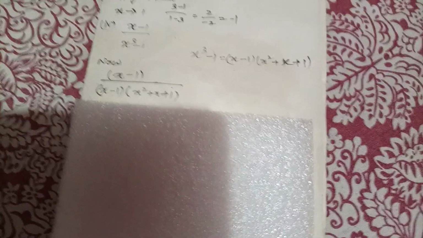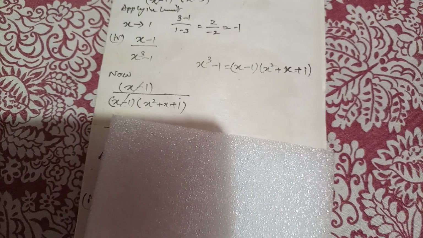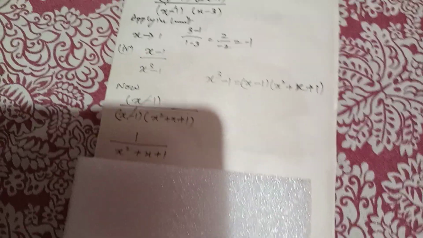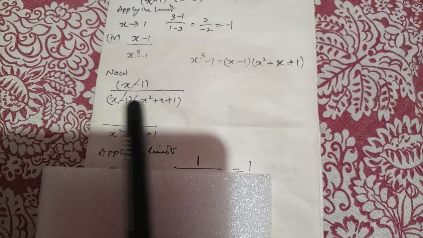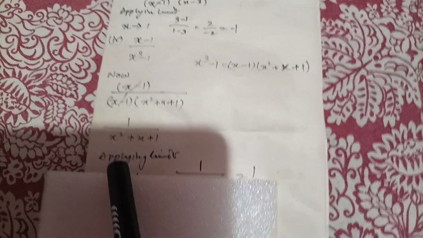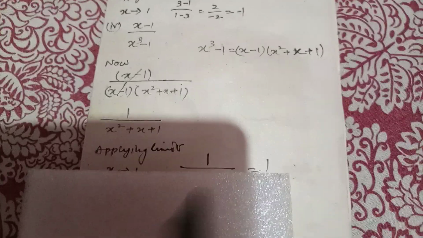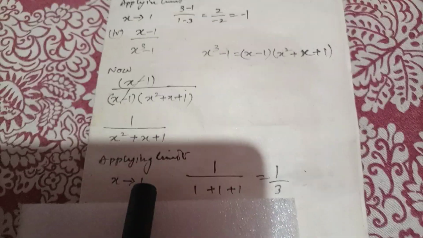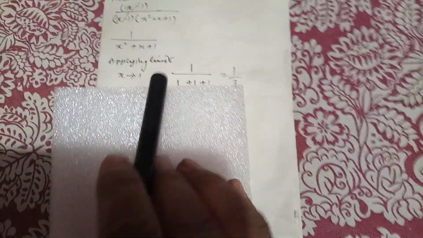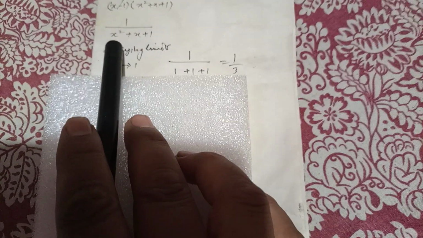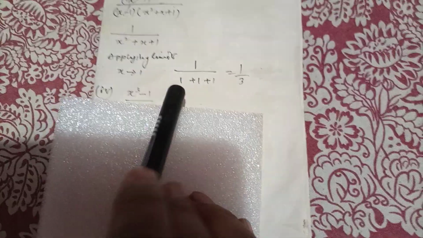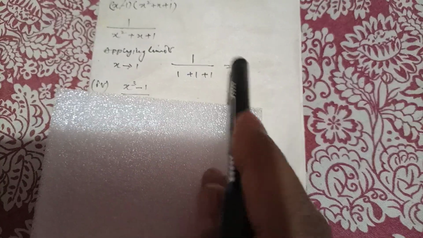Now again you can see that x minus 1 and x minus 1 will cancel each other. The remaining values will be, since we have cancelled out this, in its place 1 will come, and under it we will have x square plus x plus 1. Now we will apply the limit, which is telling us that x must be 1. So when x tends to 1, we will have 1 over here, 1 over here, and 1 over here. So 1 plus 1 plus 1 will give us 1 upon 3.